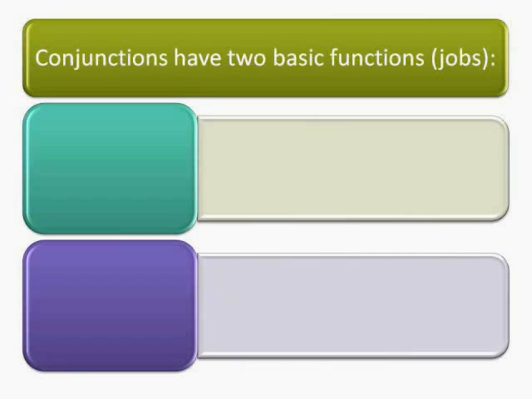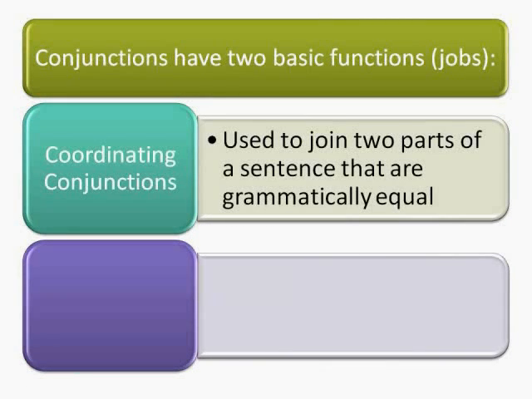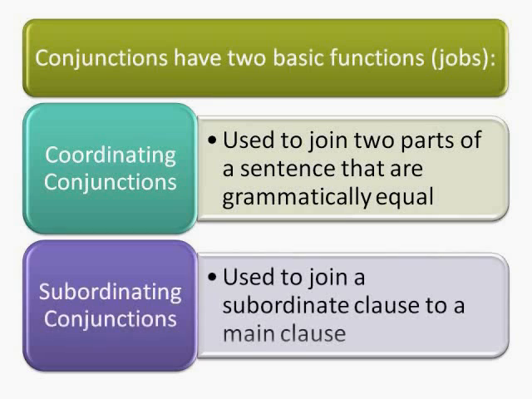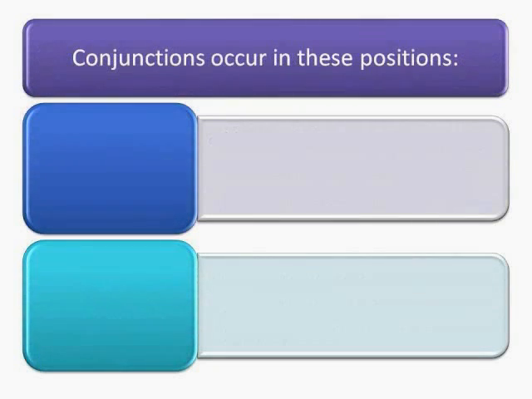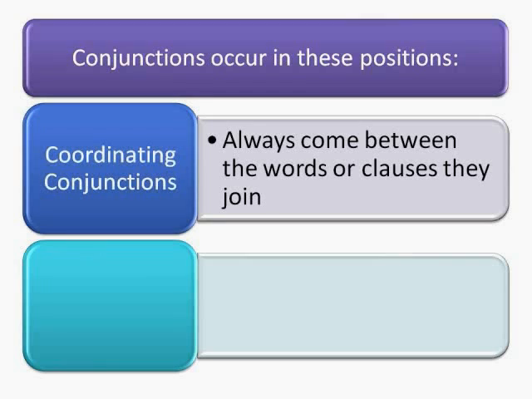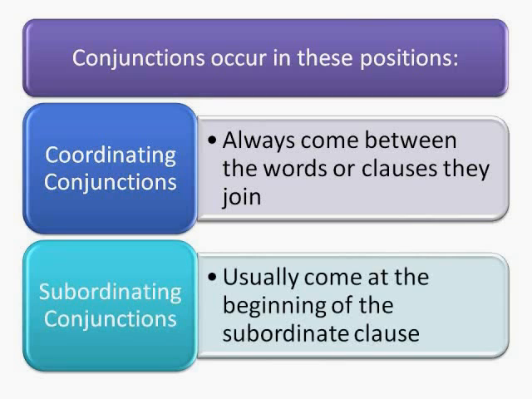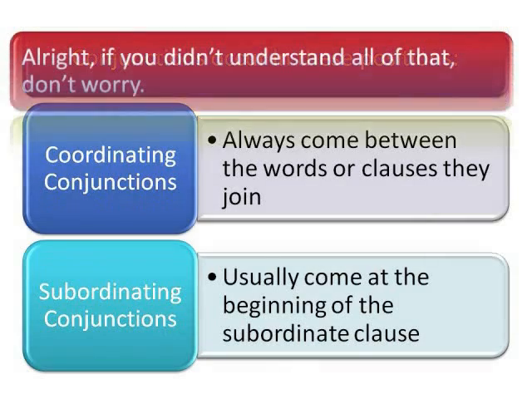Conjunctions have two basic functions or jobs. Coordinating conjunctions are used to join two parts of a sentence that are grammatically equal. Subordinating conjunctions are used to join a subordinate clause to a main clause. Conjunctions occur in these positions. Coordinating conjunctions always come between the words or clauses they join. Subordinating conjunctions usually come at the beginning of the subordinate clause.